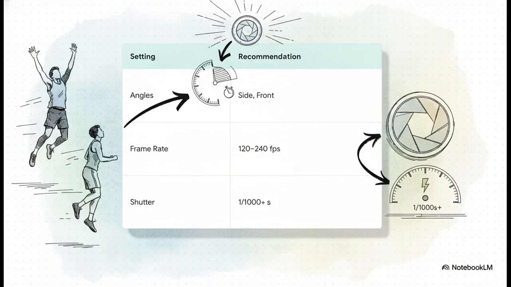Next recipe, jump analysis. A jump is super explosive, so guess what? Your settings have to be too. A side and front view are going to work perfectly. Your frame rate should be in that 120 to 240 FPS range. But, and this is important, pay really close attention to your shutter speed. You need it at 1/1000th of a second, maybe even faster, if you want a perfectly sharp image right at the peak of the jump or the instant of landing.